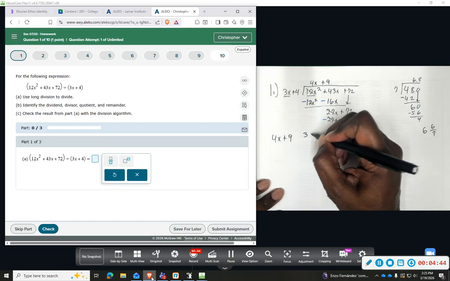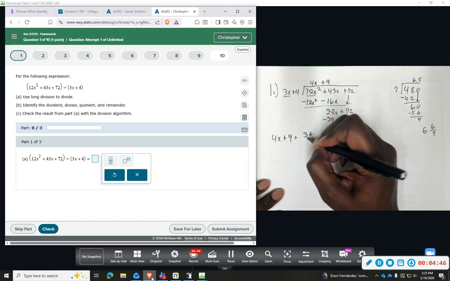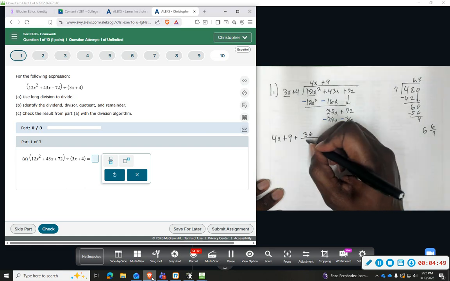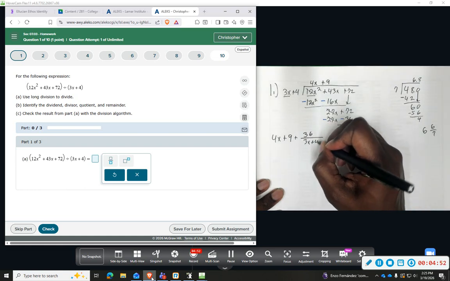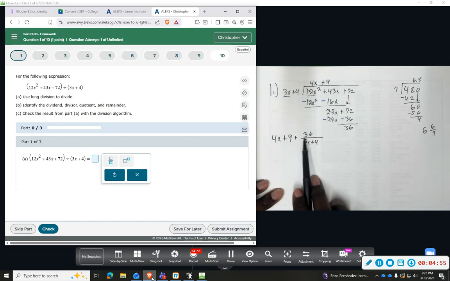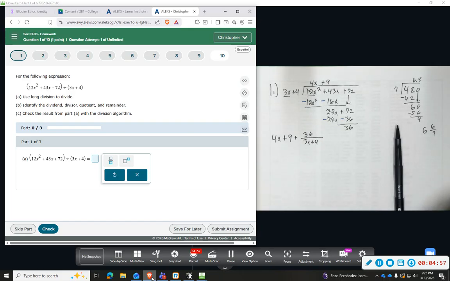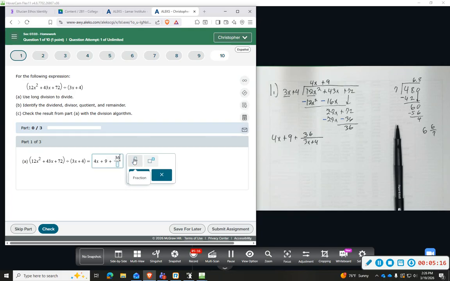Now sometimes we'll write it as a polynomial, so we got 36, and we just put that back over the divisor, 3x plus 4, or sometimes they just might write remainder 36. So when we divide this, we get 4x plus 9. I'm going to say plus the 36 over our divisor of 3x plus 4.